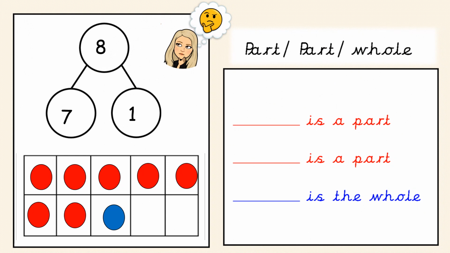Look at my 10 frame. I know there's 8 altogether because I can see 5 at the top and I can see 3 at the bottom. How many are red? 7 are red and 1 is blue. Can you write down the number sentence? And once you've done that, press play and we'll go through it together. Remember, if you do that quickly, you can think of other ways that you can partition 8.